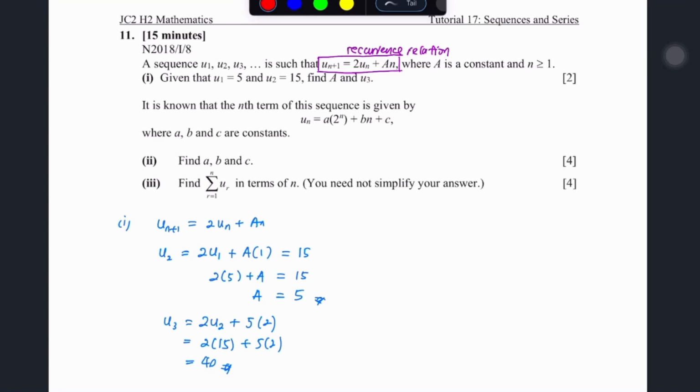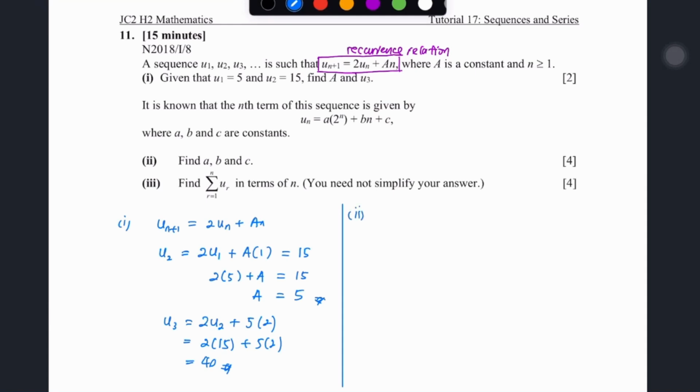Next one, it is known that the nth term of this particular sequence comes up to this general formula. Find A, B, and C. This one over here is very easy, another very easy thing. We have U1, U2, U3.